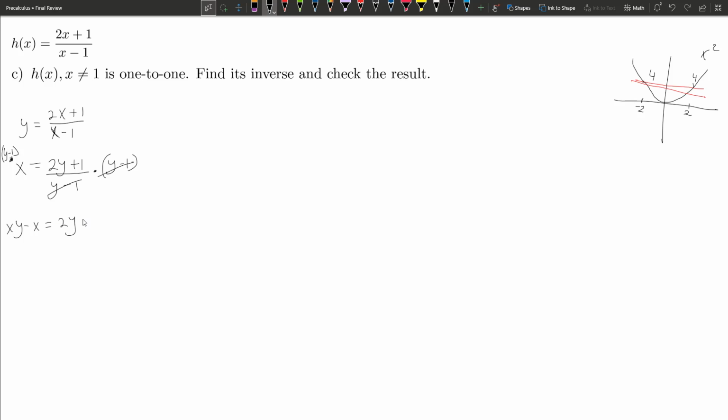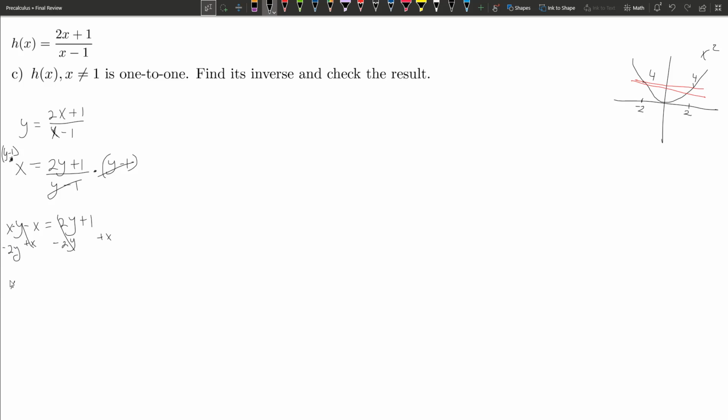So we end up with 2y plus 1. Now, our goal is to get the y by itself. I notice a y over here. It's attached to that x by multiplication. See a y over here. It's attached to that 2 by multiplication. So let's move this x on that side. Let's move this 2y on that side. So we want to add x on both sides. And I want to subtract 2y on both sides because that will cancel out there.